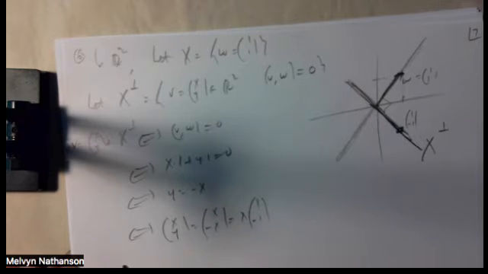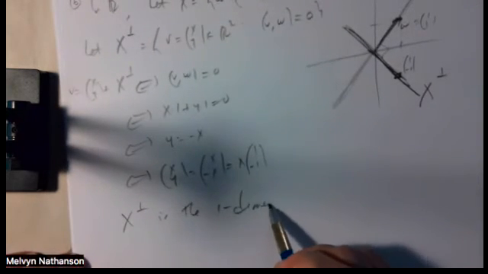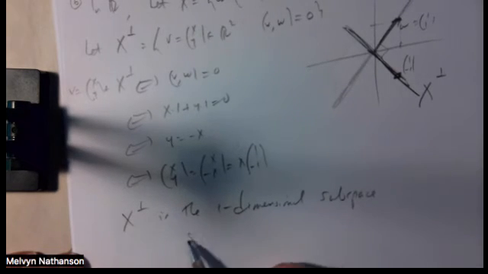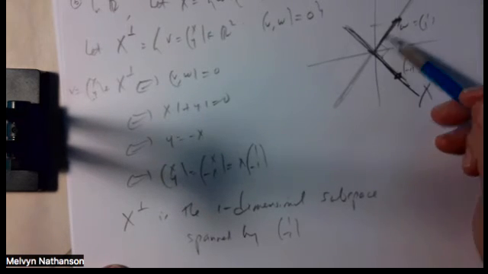So X perp is the one-dimensional subspace spanned by the vector (1, minus 1). And this is the picture: here's my vector w, which is the only vector in the set X. And the subspace is this line through the origin going through the point (1, minus 1). So that's my X perp. Okay.